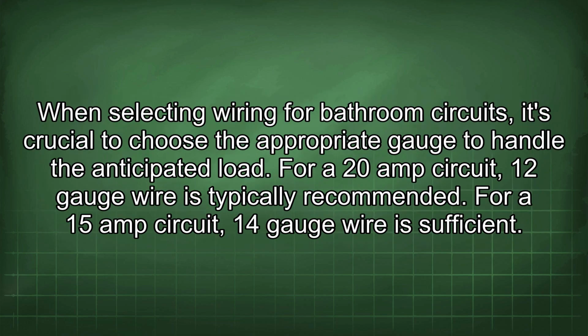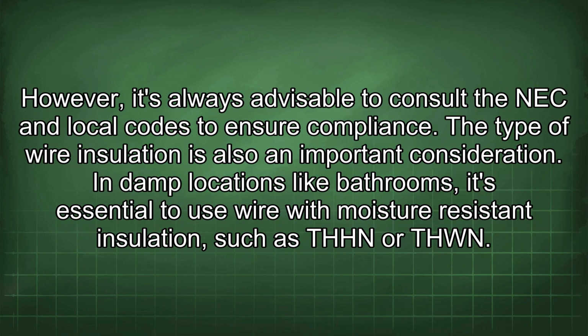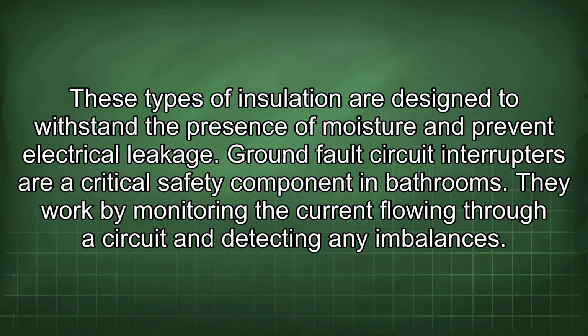When selecting wiring for bathroom circuits, it's crucial to choose the appropriate gauge to handle the anticipated load. For a 20 amp circuit, 12 gauge wire is typically recommended. For a 15 amp circuit, 14 gauge wire is sufficient. However, it's always advisable to consult the NEC and local codes to ensure compliance. The type of wire installation is also an important consideration. In damp locations like bathrooms, it's essential to use wire with moisture-resistant insulation such as THHN or THWN. These types of insulation are designed to withstand the presence of moisture and prevent electrical leakage.